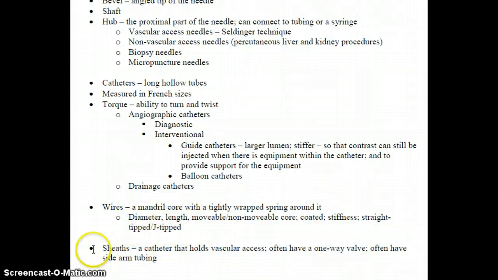Then we have a sheath, and a sheath is basically a small catheter that holds the vascular access. It often has a one-way valve, which allows for vascular access, and we can put catheters and wires into the sheath, but blood won't come out. That's what's meant by a one-way valve. You can put things in, but blood won't squirt out the end. And they often have a sidearm tubing, so that you can hook up to blood pressures, so you can monitor the blood pressure, and also to flush the sheath.